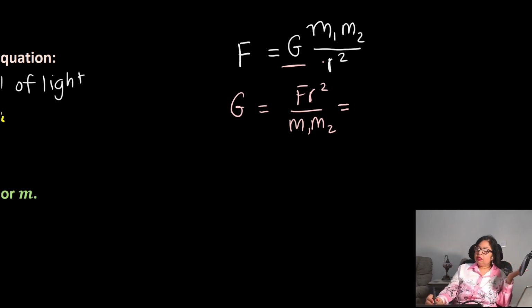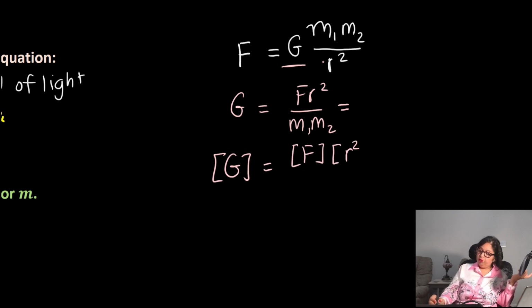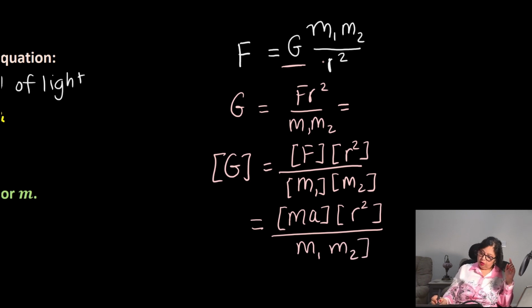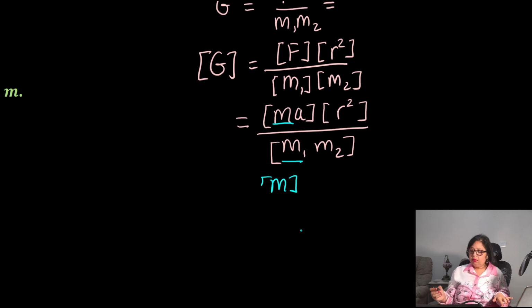Let's write down the dimensional formula for F. Dimensional formula of G equals the dimensional formula for F times the dimensional formula for r squared, divided by the dimensional formula for m1 and divided by the dimensional formula for m2. Now the force is mass times acceleration. This is Newton's second law. Now it turns out that here I have m at the top, m at the bottom. I mean, you could write this like this.